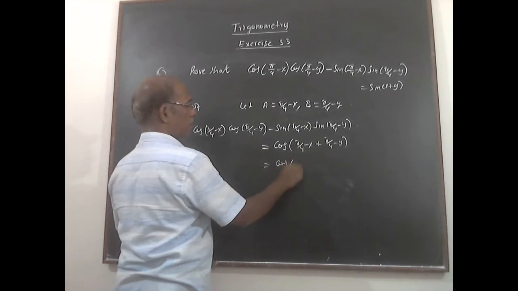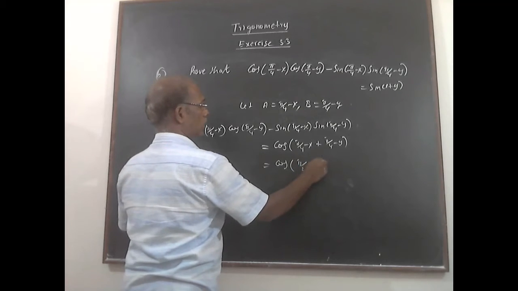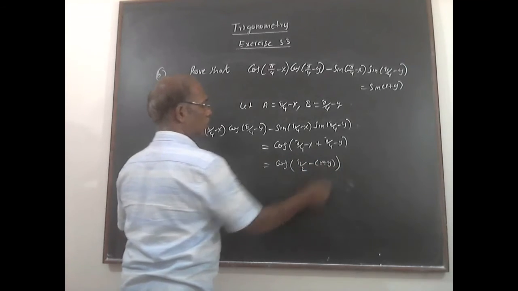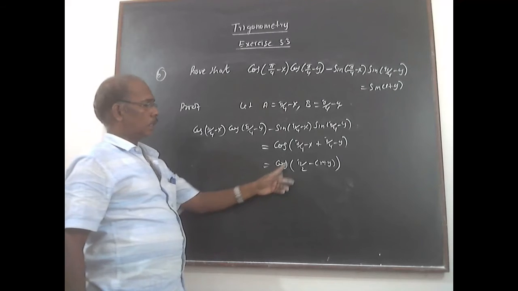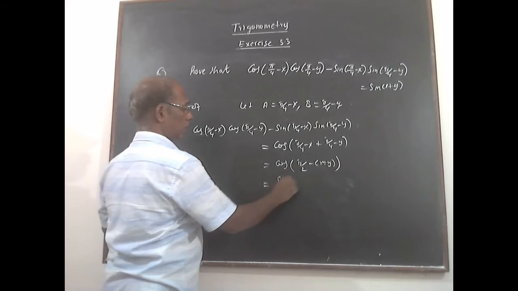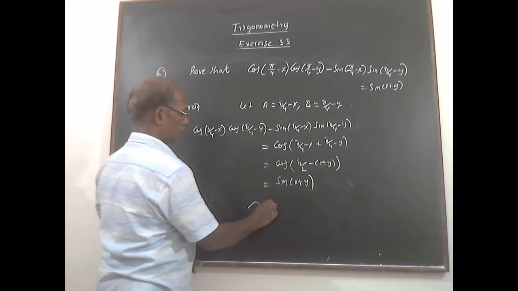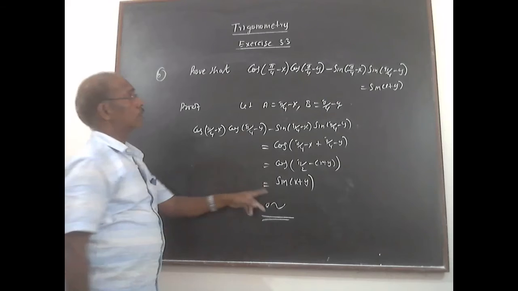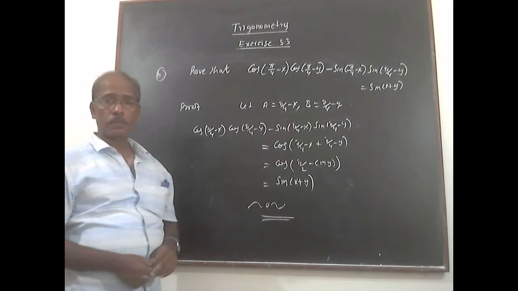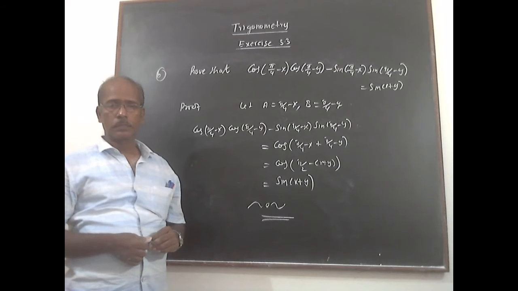Then cos of pi by 4 plus pi by 4, pi by 2, minus of x plus y, and cos of 90 minus theta is sin theta. What is theta? The compound angle x plus y, hence the proof. So this is the required result. We have got it, go through it. Understood?